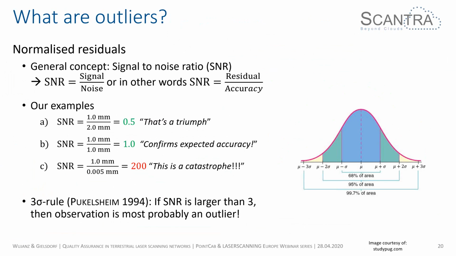So now I'd like to introduce a concept that, because in laser scanning there are a lot of people who are non-surveyors, is widely known across all engineering fields, which is signal to noise ratio. If we translate the signal to noise ratio into the terms of surveying, we can say it's the ratio between a residual and its assumed accuracy.